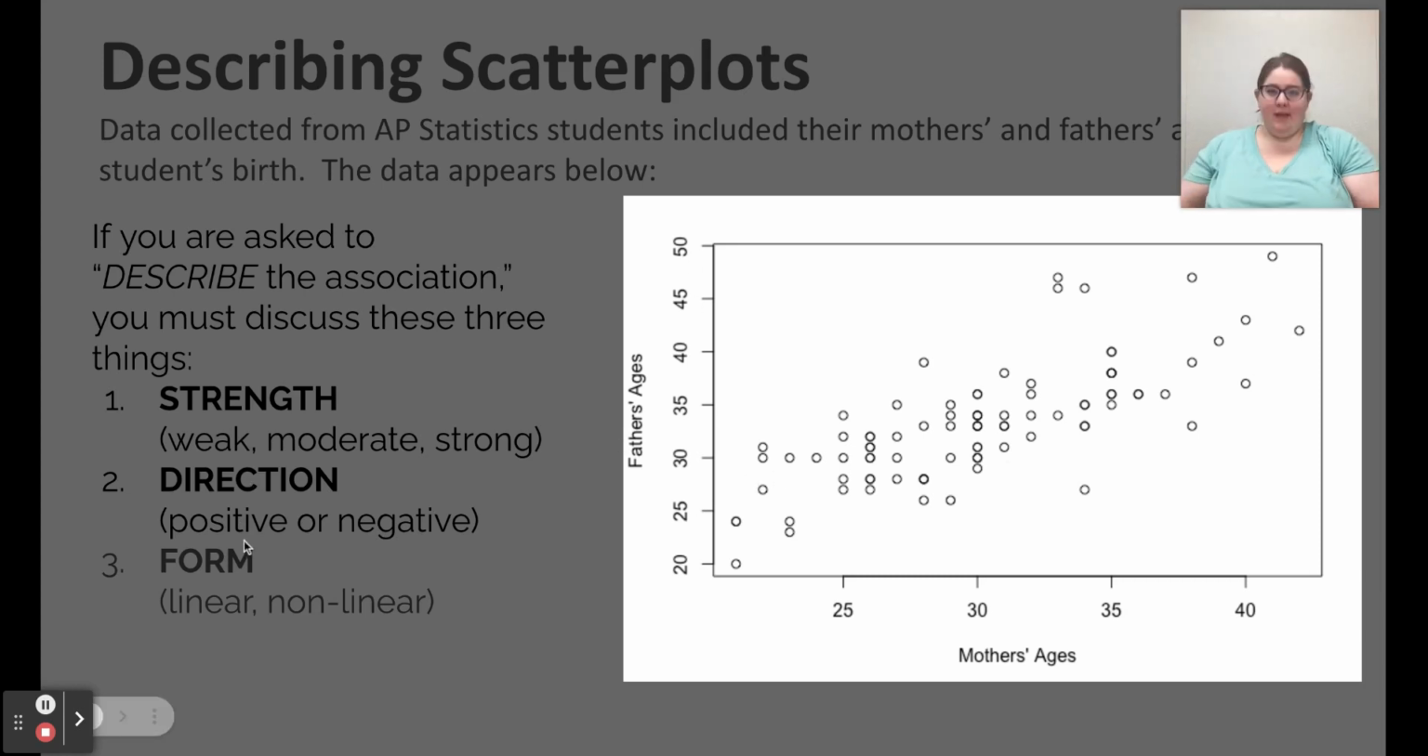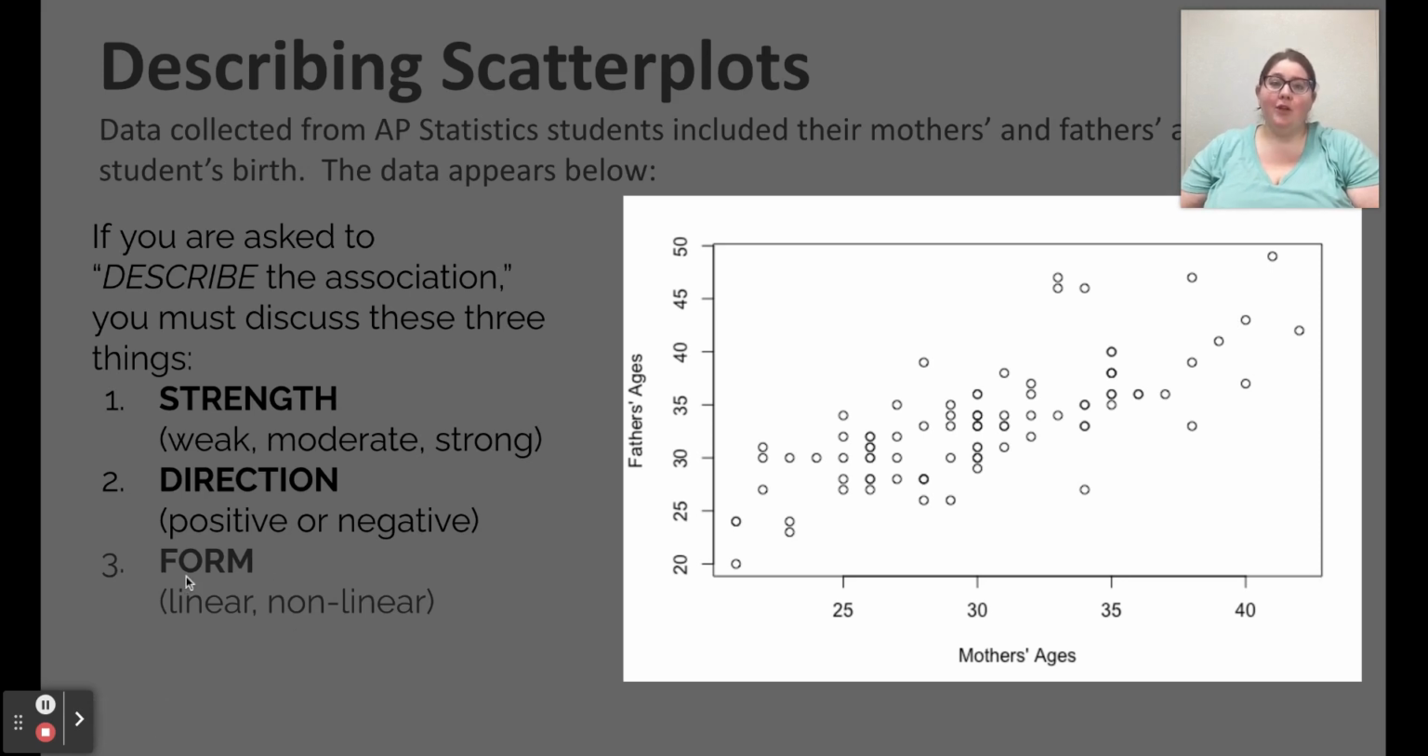Direction is positive or negative, so that typically means, as X goes up, what is Y doing? So typically we're going to say positive or negative. There might be some situations in which the points go up and then come back down, and we would want to mention that. It's positive from this to this, and then it turns negative. But we generally want to know what's happening to Y as X increases.